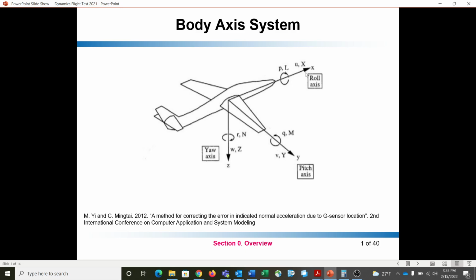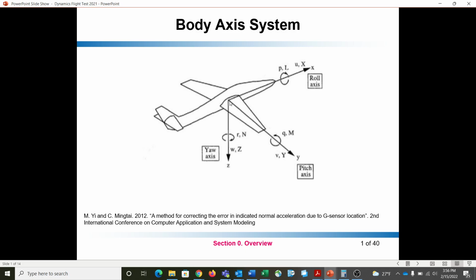So X is out the nose, Y is out the wing. And pretty much nothing we do is going to involve the Y axis in this class. And then Z is straight out, basically the bottom of the aircraft. So if the wings are level and the fuselage is level, then X is horizontal in the direction of motion, and Z is pointing straight downward with Y pointing out the wing.